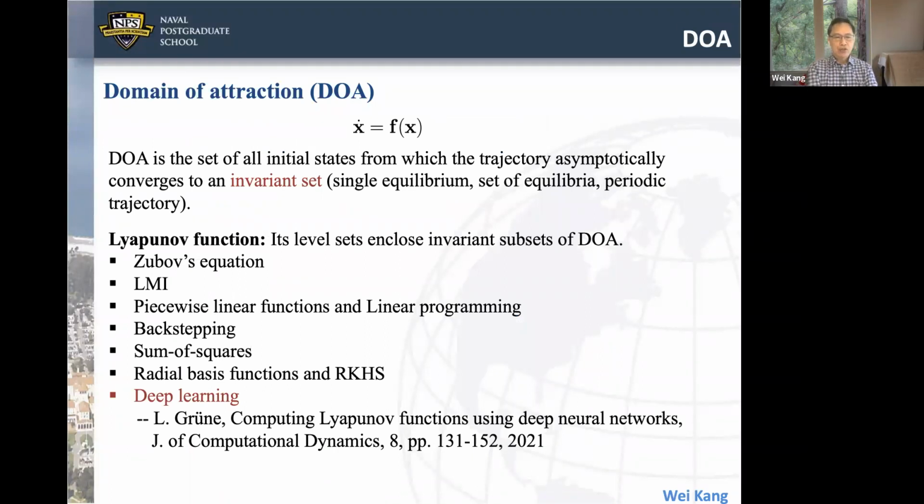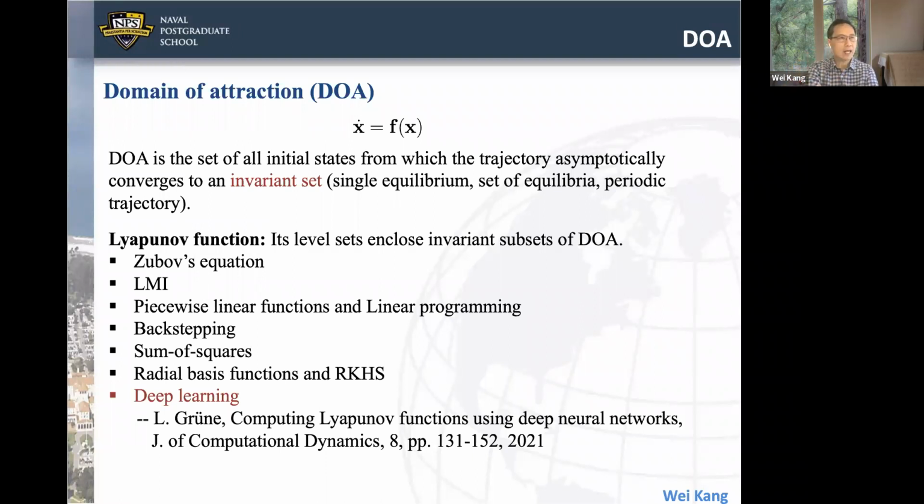Okay. So suppose you have an ODE, all right, and then you have an invariant set. The stability here is not necessarily of a single equilibrium point. The invariant set can be a set of equilibrium points, or even a periodic trajectory. Anyway, it's an invariant set, and the invariant set is asymptotically stable.